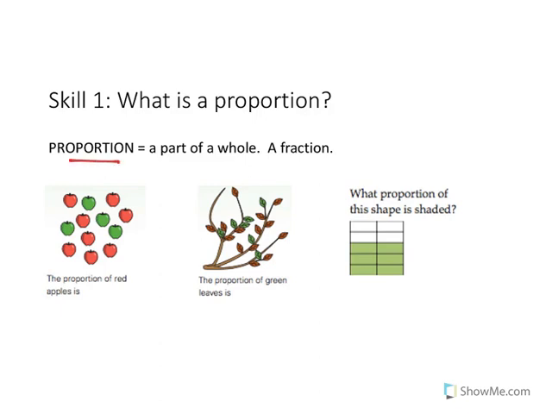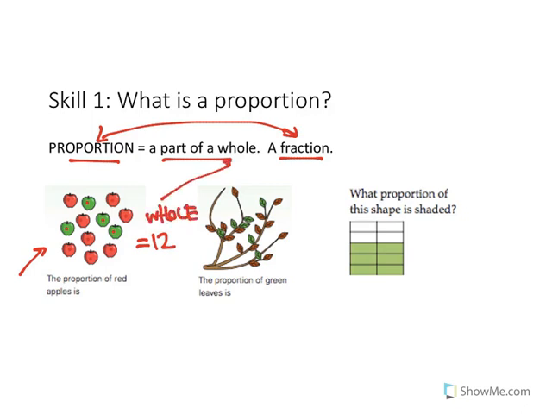And a proportion is basically a part of a whole or a fraction. So it's the same thing as a fraction. And so if we look at the first example with apples, we have a total of 1, 2, 3, 4, 5, 6, 7, 8, 9, 10, 11, 12 apples in total. So that is our whole. The whole is the total.